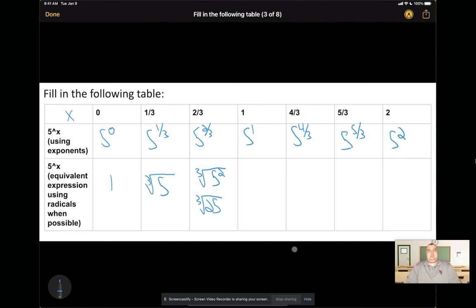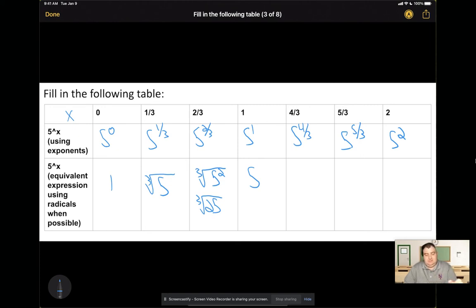So 5 to the power of 2/3 is the same as the cube root of 5 squared, or the cube root of 25. Okay? 5 to the power of 1. Well, that's easy. That's 5. Okay? 5 to the power of 4/3.